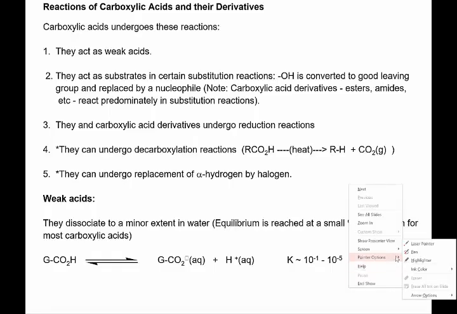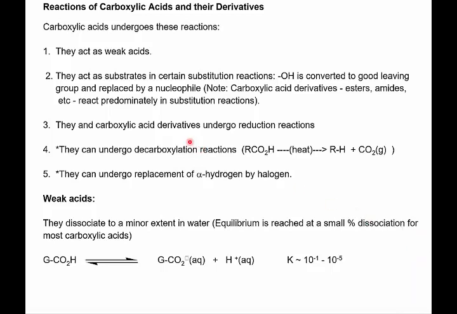Hello everyone. In this video lecture, I'm going to begin talking about the reactions of carboxylic acids, as well as a subfamily of carboxylic acids. They're called derivatives of carboxylic acids. These include things such as esters or amides. And so this would be part 2 of chapter 21.